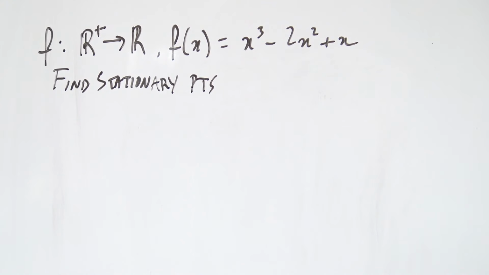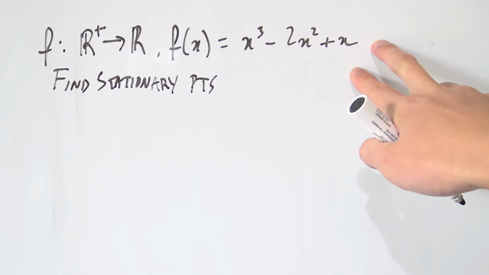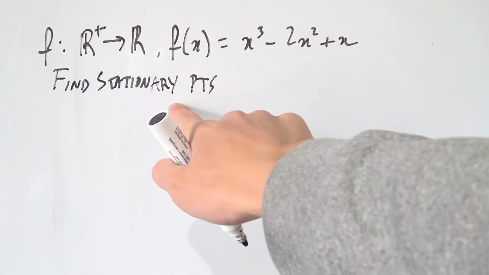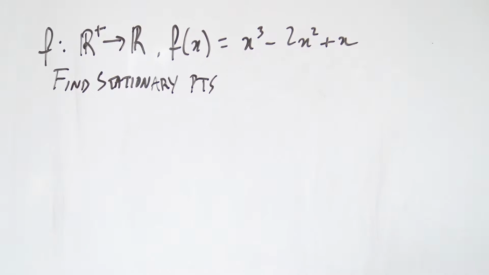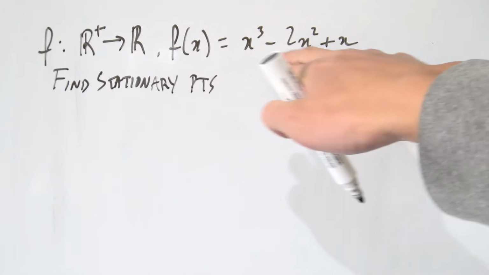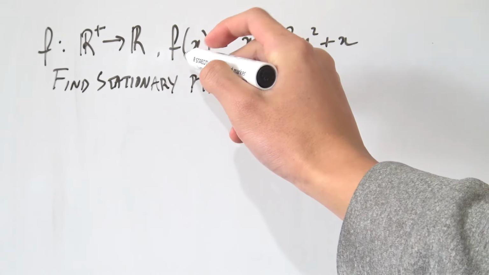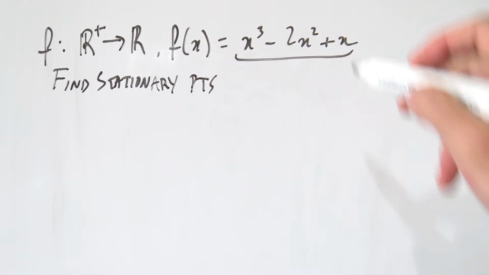Alright, so for the next example, we have this ugly looking thing right here, and we want to find the stationary points of this function. So first of all, let's break down what this thing right here actually means. So first of all, we have our function f of x, which is this part right here.